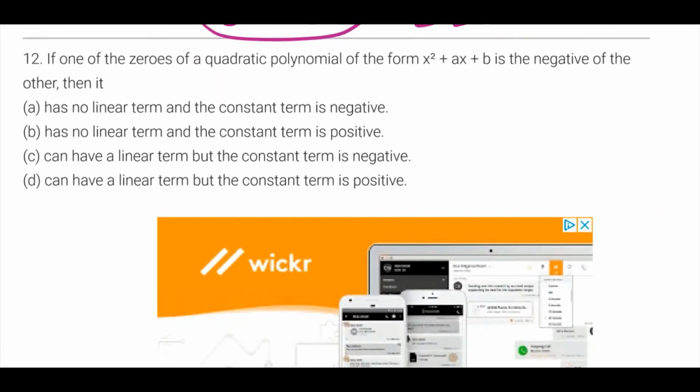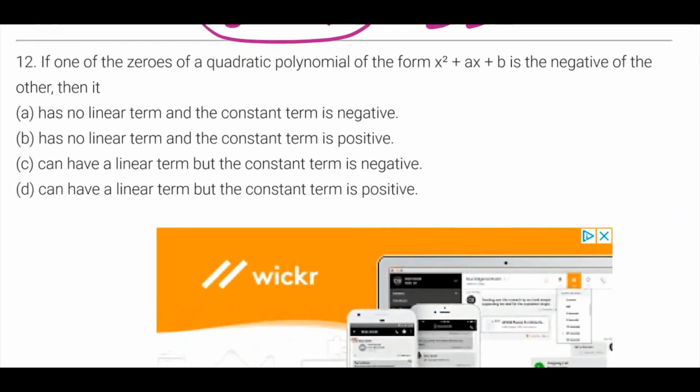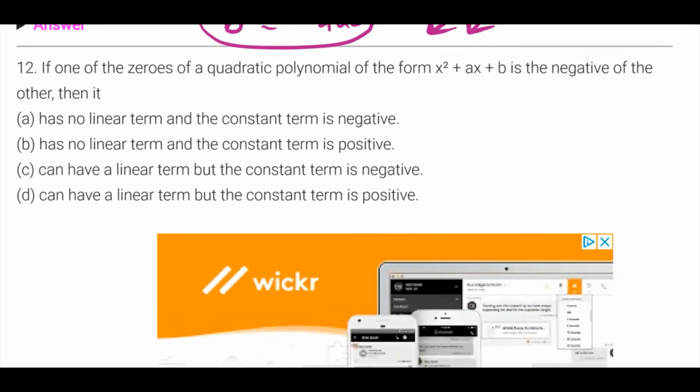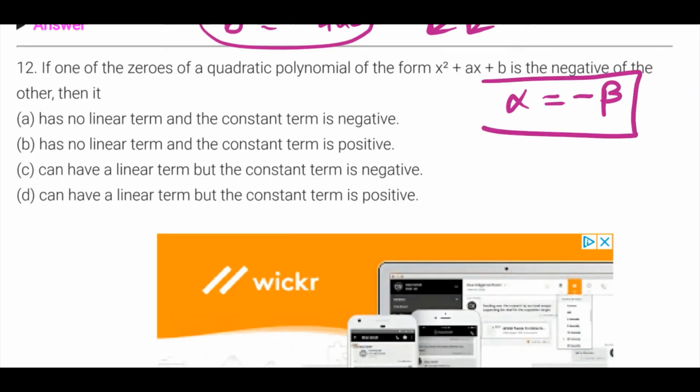Next, 12th question. If one of the zeros of the quadratic polynomial of the form is a negative of the other, then it is. So one of the zeros is equal to the negative of the other. This is the given condition.